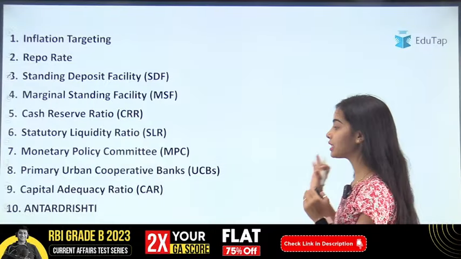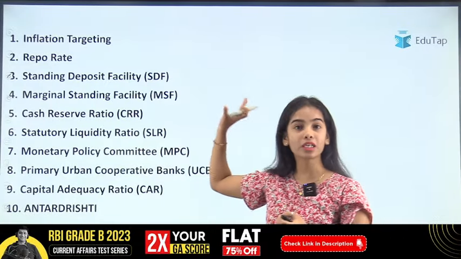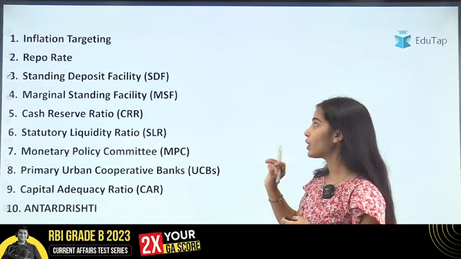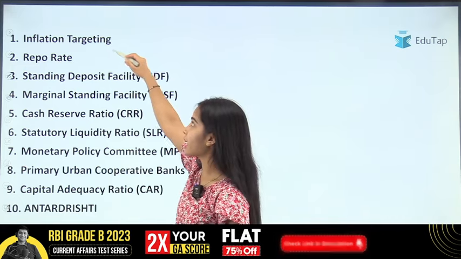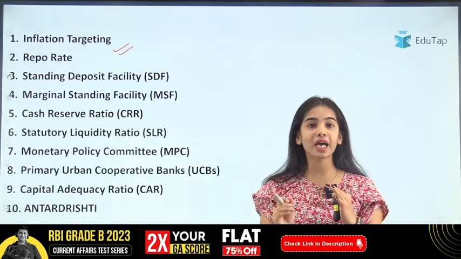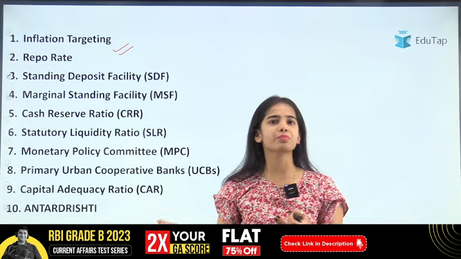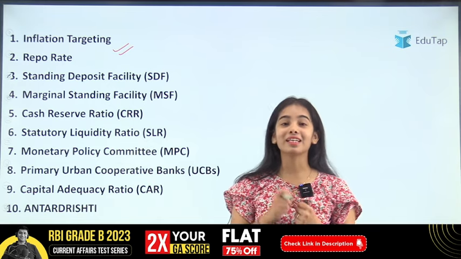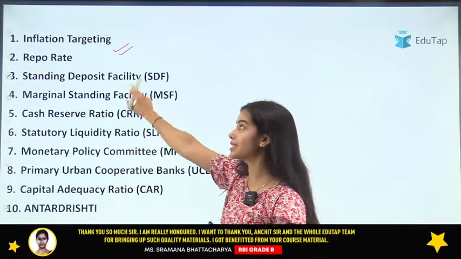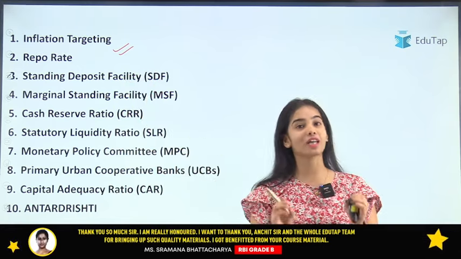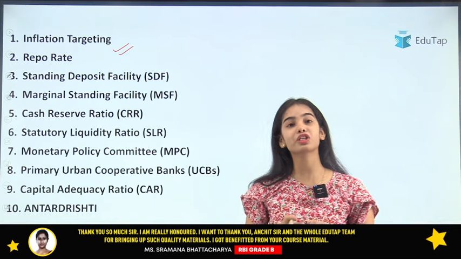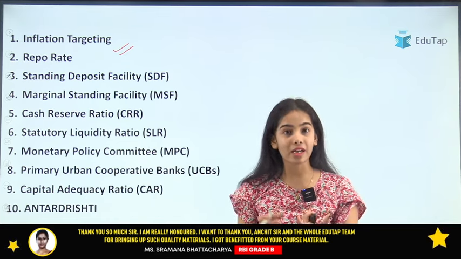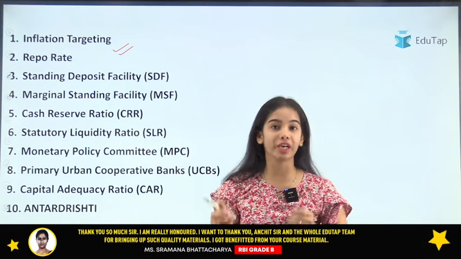So now starting with the important 50 terms, these are the first 10 terms. I hope you already know about inflation targeting. Inflation targeting is what? You all know, 4% plus minus 2%. Who decides inflation targeting? It is the Government of India that decides the inflation target in consultation with the RBI. For how many years is the inflation target determined? For 5 years. So this basic understanding you must all be aware of.